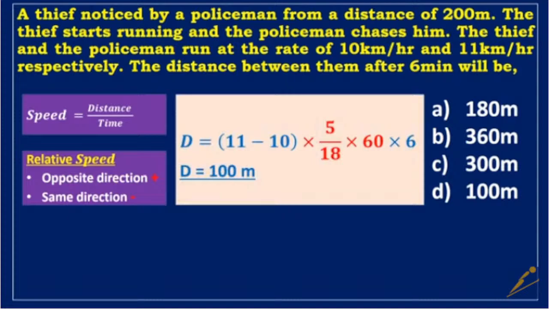Convert kilometer per hour into meter per second by multiplying by 5 by 18. Also multiply by 60 so that the time in seconds is converted to minutes. The relative distance covered by policeman is now in 6 minutes. In the speed, distance and time formula, substitute these values. Distance d is equal to 11 minus 10 into 5 by 18 into 60 into 6. The distance between the policeman and thief after 6 minutes will be 100 meters.